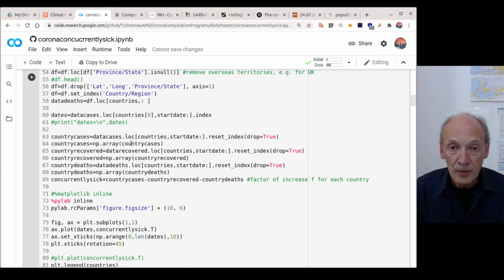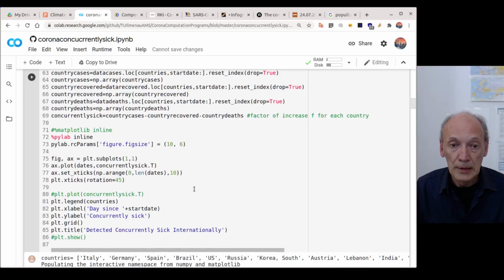Then I do a little bit of conversion. Here I'm converting into a NumPy array so that it's easier to compute. And here I'm doing the plotting, using matplotlib for plotting the data. So first I'm computing the concurrently sick. And the concurrently sick are the ones which are infected minus the ones which are recovered.